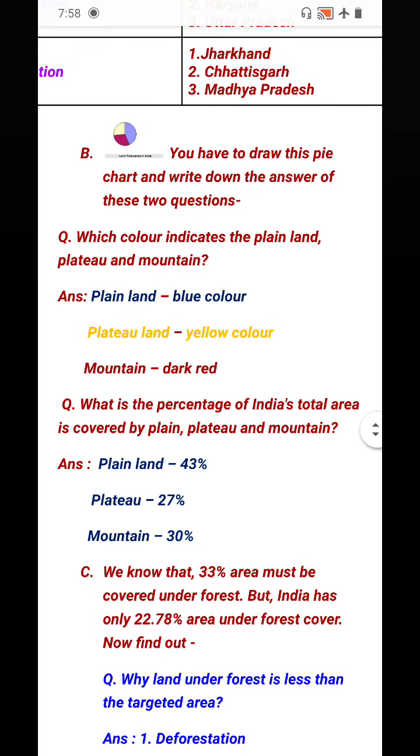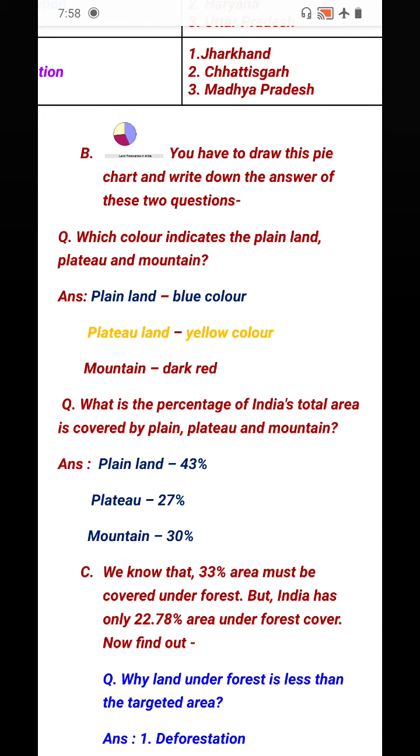Next, what percentage of India's total area is covered by plain, plateau and mountain? The total area of India is 3.28 million square kilometers, and this is equal to 100%. Within this 100%, how much percent is plain land, how much is plateau, and how much is mountain? You have to find this out. So plain land is 43%, plateau is 27%, mountain is 30%.